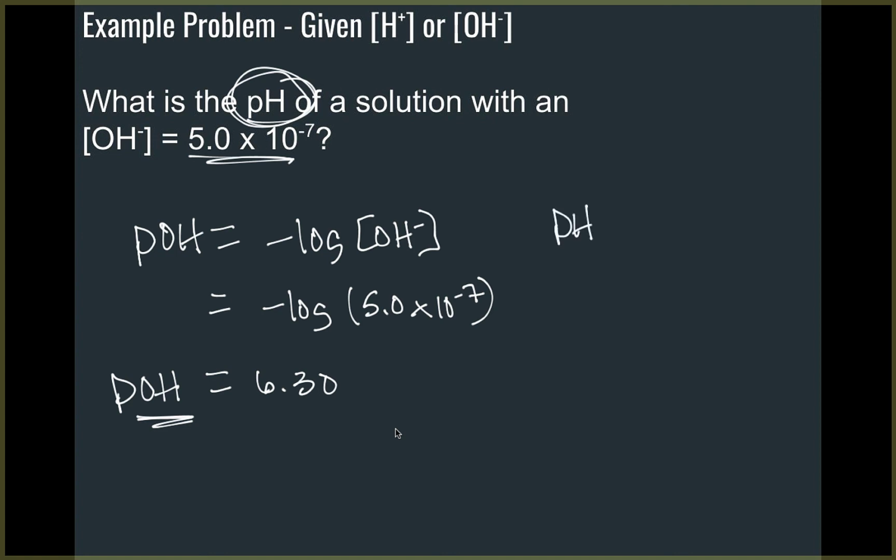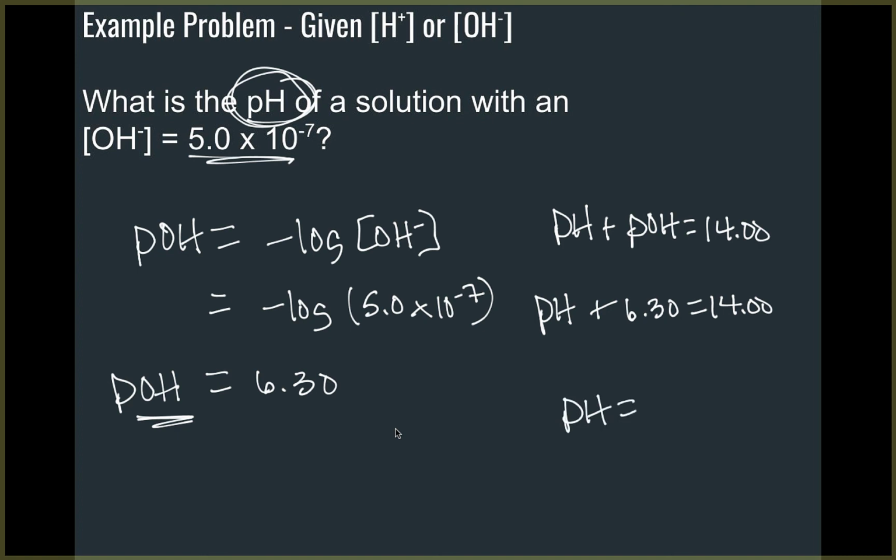So I go back to my pH plus POH equals 14. I want the pH. I have the POH. So subtract that from 14. My pH is 7.70. And like I said before, these take a lot of practice, but once you do a lot of practice with a lot of different variations in problems, these are pretty straightforward and easy to do.